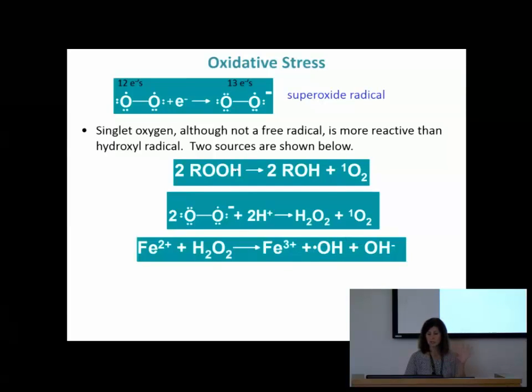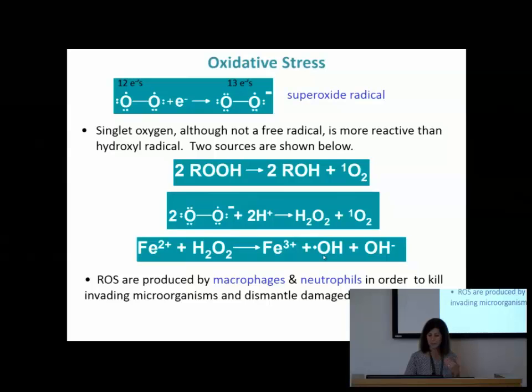Now, what is super cool is that these radicals are very destructive. They're bullets. I want you to think of them as bullets. But we can actually use these bullets to our benefit. Macrophages and neutrophils shoot out these bullets to kill invading species, invading microorganisms, or to chew up stuff they want to get rid of. So that's kind of cool. Macrophages and neutrophils use these to their benefit.